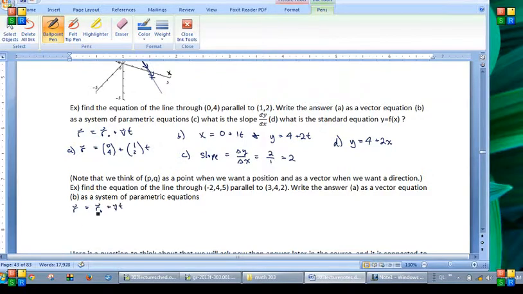Okay? So, once again, you just get r equals r0 plus vt. So it's r equals the known point, (-2, 4, 5), plus v, the known direction, (3, 4, 2), times t. And then as a system of parametric equations, you just get x equals -2 plus 3t, y equals 4 plus 4t, z equals 5 plus 2t. And I stacked them to make it even more obvious about how you go back and forth between the two representations.